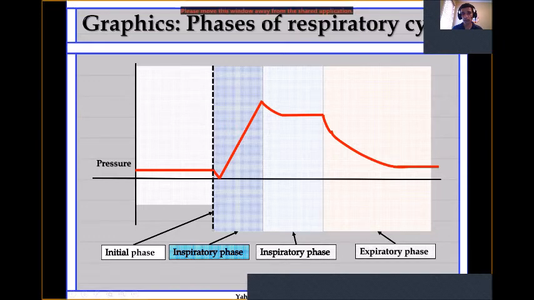So you can see that this is the inspiratory initial phase, and you can see the inspiratory phase. You can see the alveolar part of the inspiratory phase, and then you can see the expiratory phase. So graphics also show us the phases of the respiratory cycle. It shows the changes between breath and breath, shows us the changes of parameters with time, but also shows the respiratory cycle.